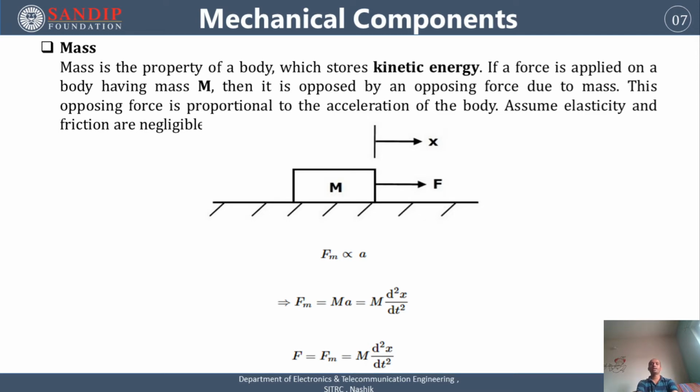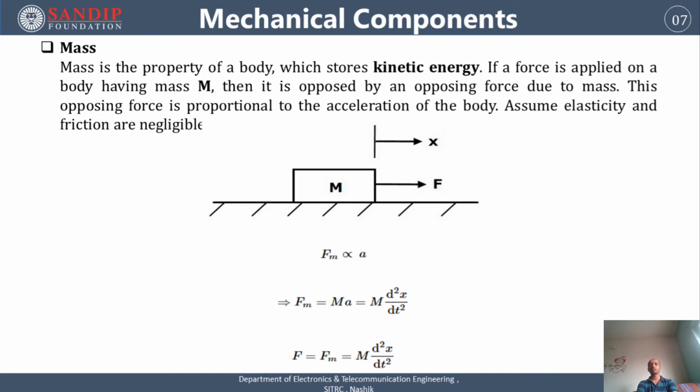Hence, mass is the property. What is the mass? Mass is the property of a body which stores the kinetic energy. That is important. Hence, if we apply the force on the body having mass m, then it is opposed by the opposing force due to that property. This opposing force is always proportional to the acceleration of that body. Hence, mass generates the acceleration. It means if we apply the force on the mass, it will generate the acceleration.